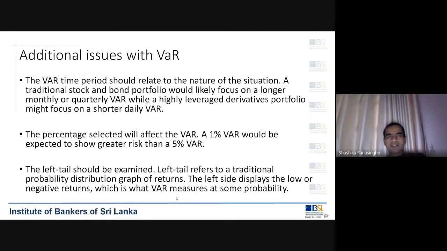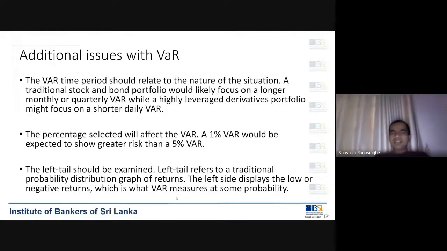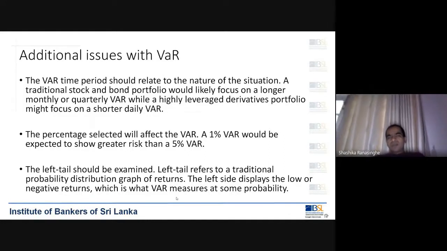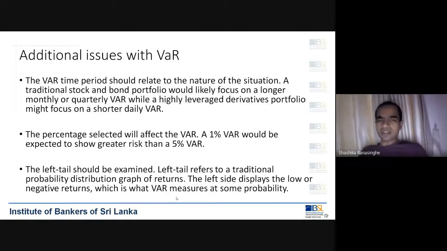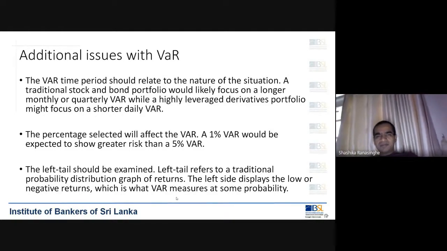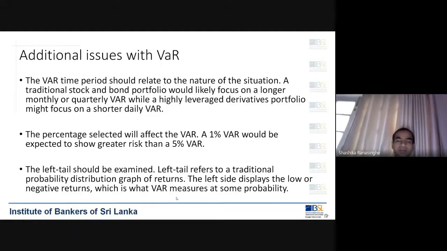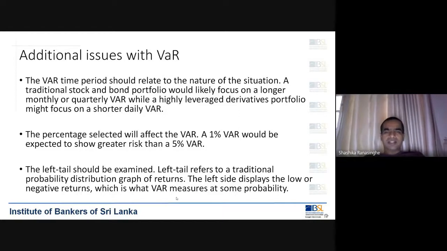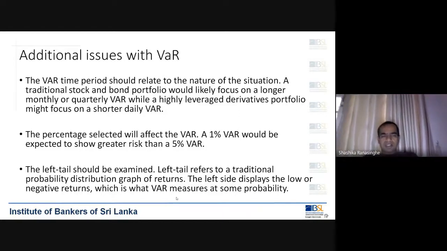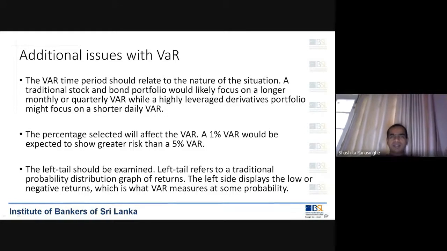Then, issues with value at risk. The value at risk time period should relate to the nature of the situation. A traditional stock and bond portfolio would likely focus on longer monthly or quarterly value at risk, while a highly leveraged derivatives portfolio might focus on shorter daily value at risk, right? So it has to correspond with the level of risk you're taking. The riskier the portfolio, the more frequent the value at risk you have to take, because leverage means you're taking more risk. When you're taking more risk, you have to take a shorter time period.